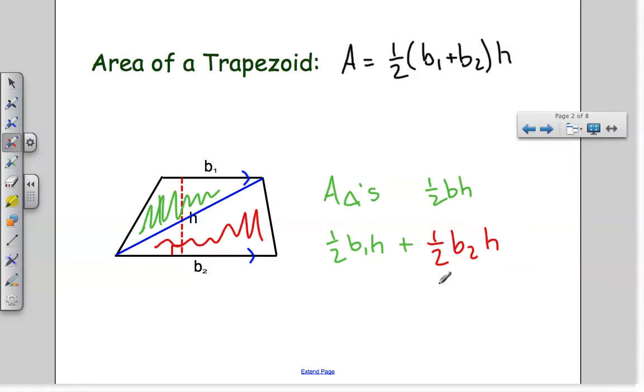And look, I can factor out. You see I have things added where I have half in both. I'm going to factor out half. I have height in both. I'm going to factor out the height, and then I'm left with base sub 1 plus base sub 2 as the only things left after I factor out 1/2 and height. And notice this is the exact same formula. It's just that the height was moved to the end. But they're all being multiplied: 1/2 times the sum of the bases, add the bases together, times the height.